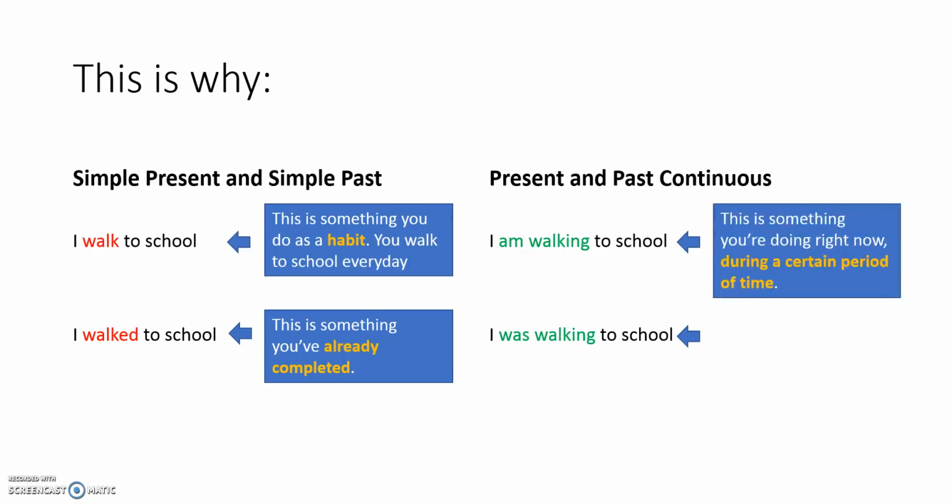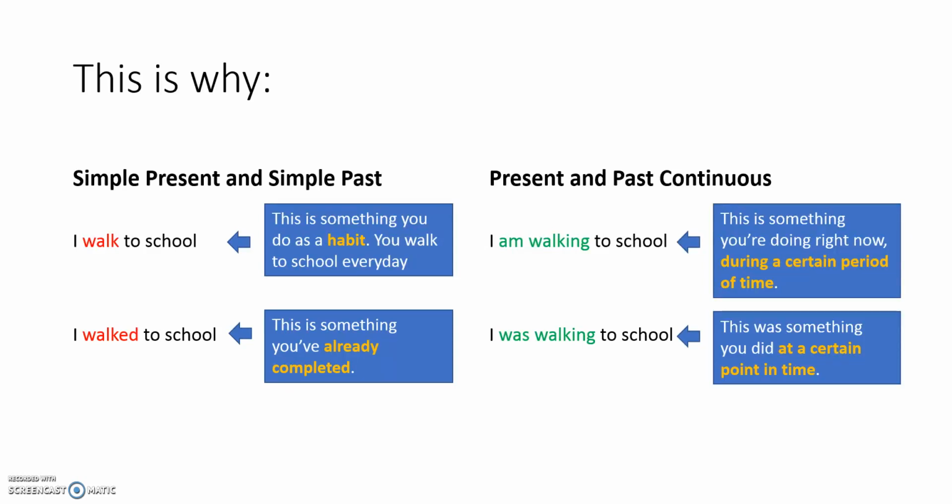The third one, the present continuous, describes something you are doing right now, in this moment. It doesn't describe a habit. So right now, I am walking to school. I am not walking later. I am not walking earlier. I am walking right now. I am walking to school. The fourth one, the past continuous, describes something you did at a certain point in time. Usually, the word when follows it, like I was walking to school when something jumped out of the bushes.